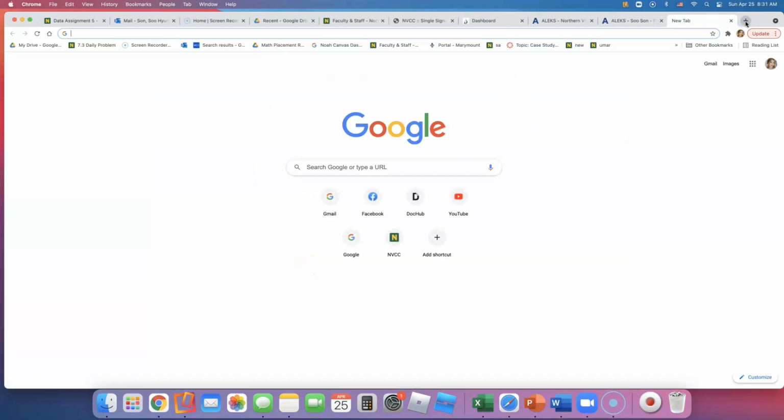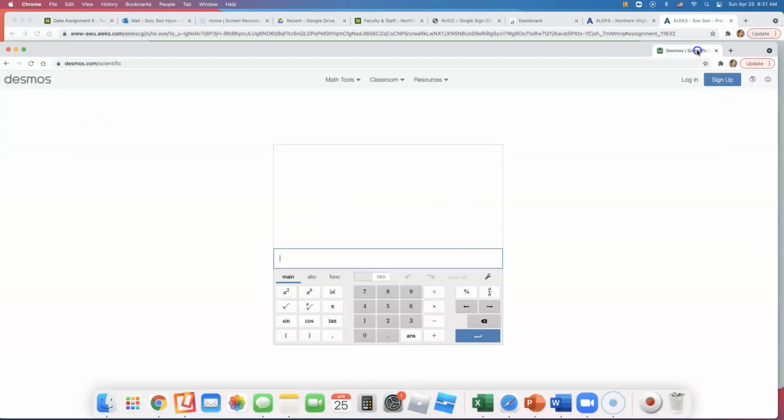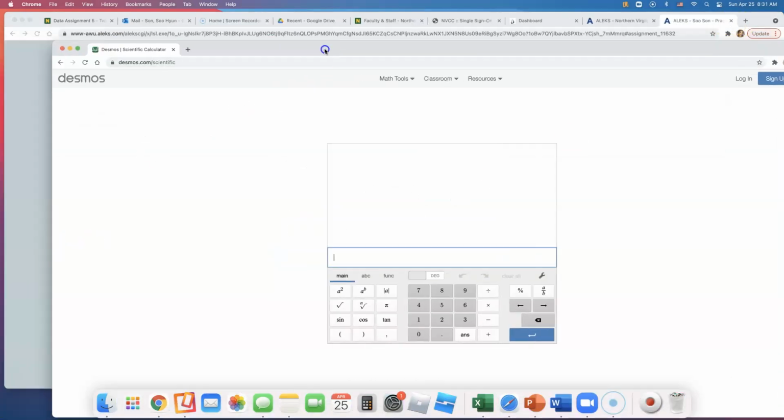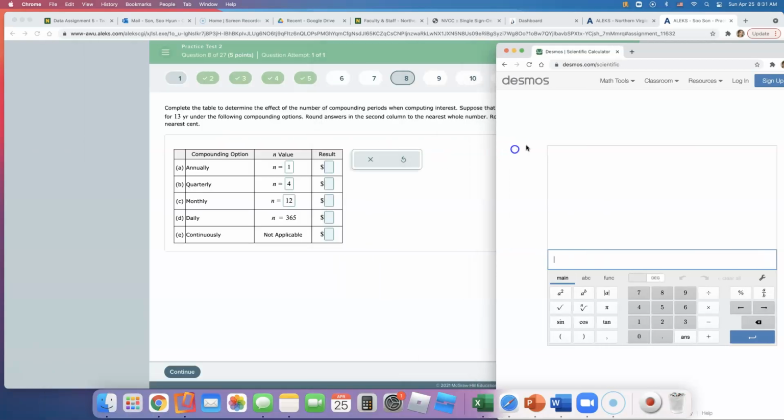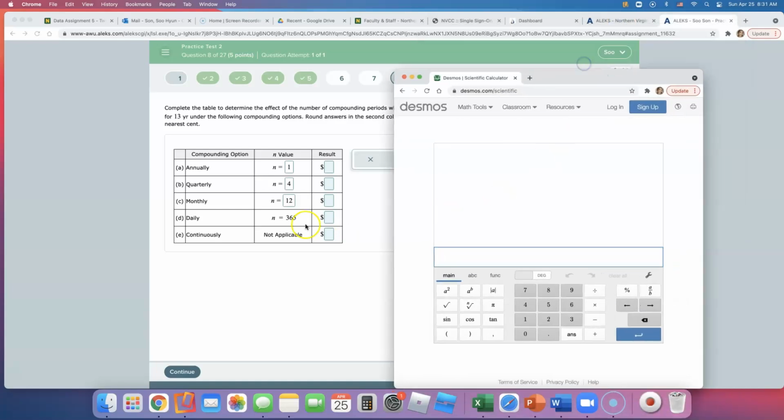So I'm going to use a Desmos scientific calculator, and I want to show you both screens at the same time. For annual, I don't really need the compounding formula. So you know what, let me start with daily first.